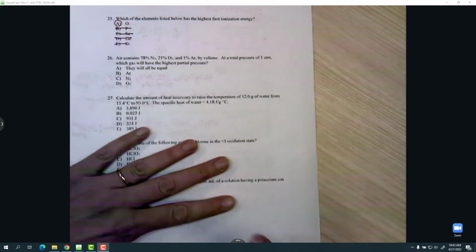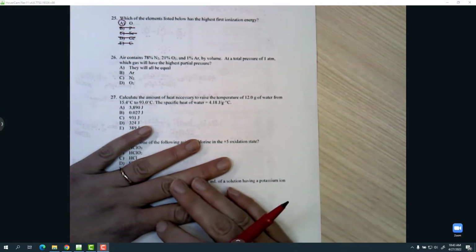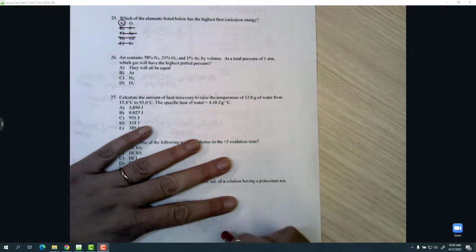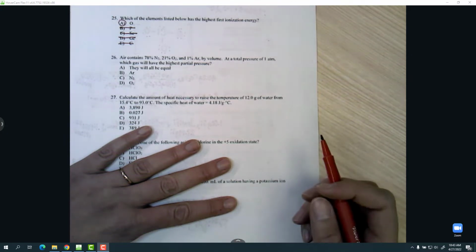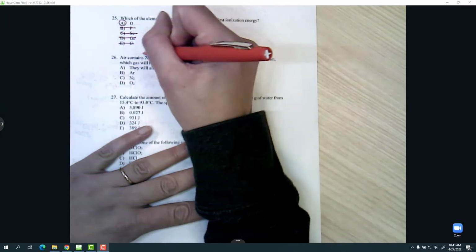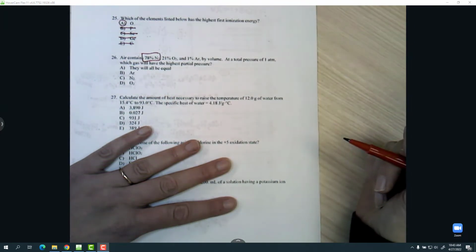All right, air contains 78% nitrogen, 21% oxygen, 1% argon by volume, with a total pressure of 1 atmosphere. Which gas will have the highest partial pressure? I could actually figure them out if I needed to, but I don't need to. Whichever one has the highest percent will have the highest partial pressure.